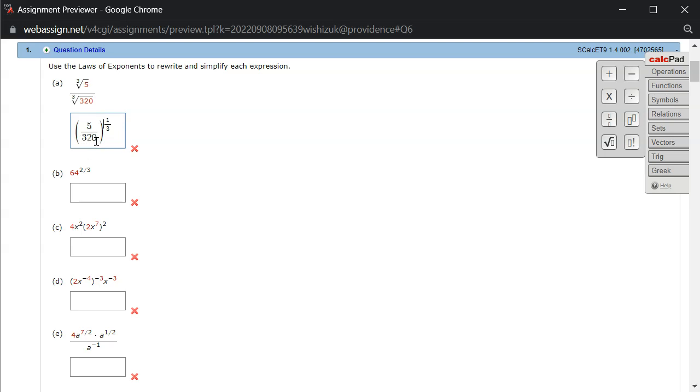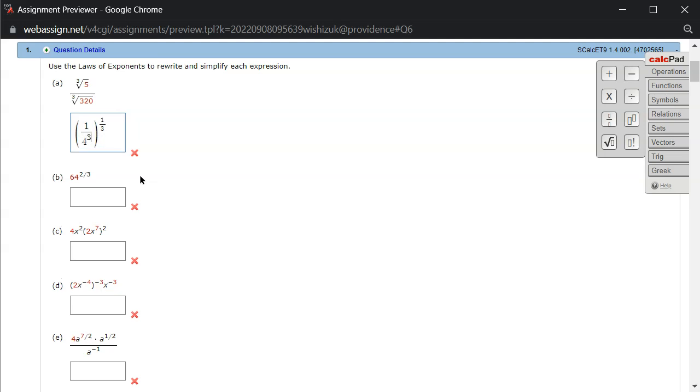320 is a multiple of 5, so we can divide the top by 5, which gives you 1. Divide that 320 by 5, so it's going to be 64. So 320 divided by 5 is 64. Better yet, 64 is 4 times 4 times 4, because 4 times 4 is 16, and 16 times 4 is 64. So this is going to be 4 cubed.